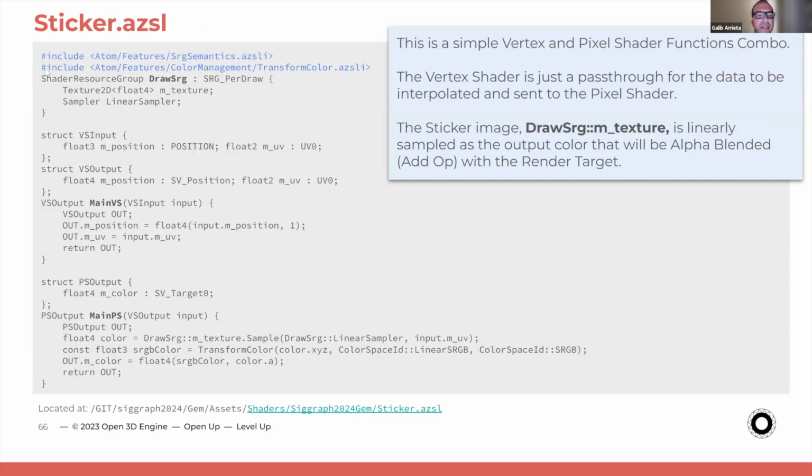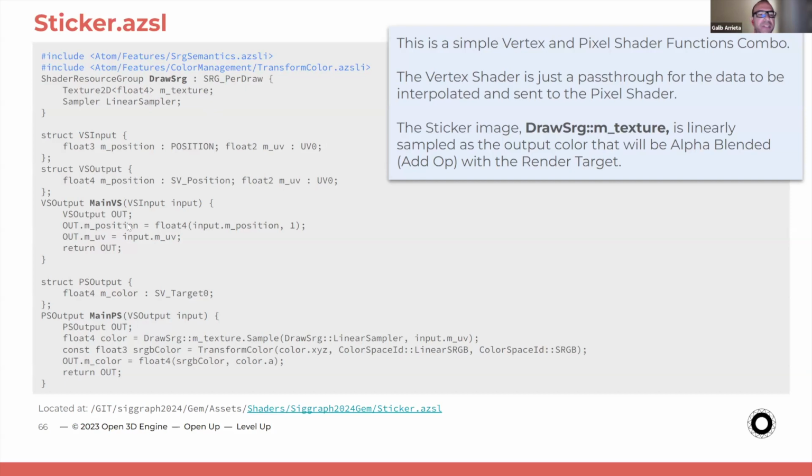And of course, here's the shader code, which is very straightforward. The custom data of each sticker is fed on the draw SRG. And of course, there is the texture, that's where we store the texture that needs to be displayed. And for vertex input data, we only need position and UV coordinate, and we take the same and give it back, similarly, but of course, interpolated back to the pixel shader.